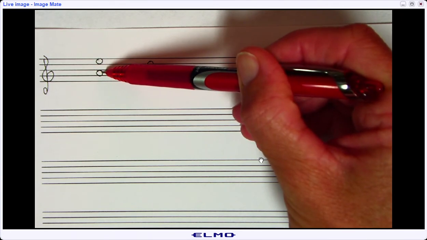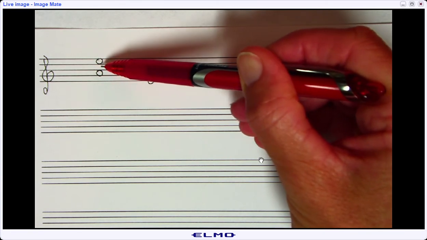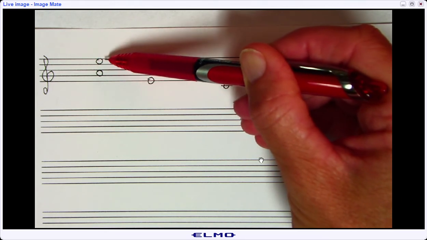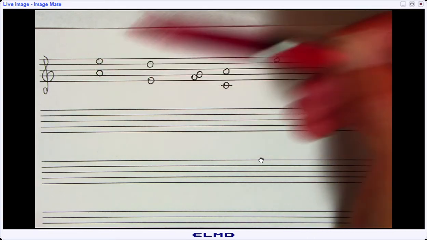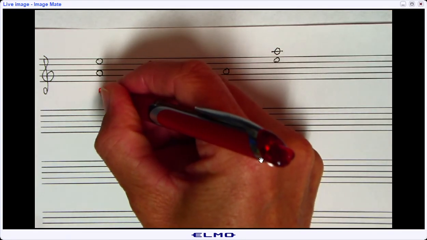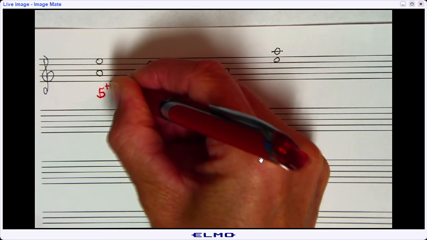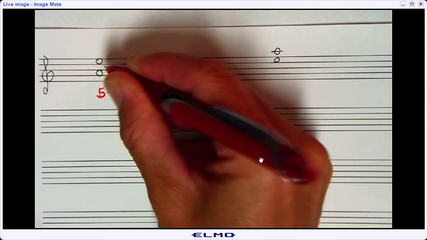So that's one in the space. The line is 2. The space there is 3. The line is 4. That note is 5 notes away. So intervallically, it is called a fifth. Okay, a fifth. So that is the interval of a fifth.